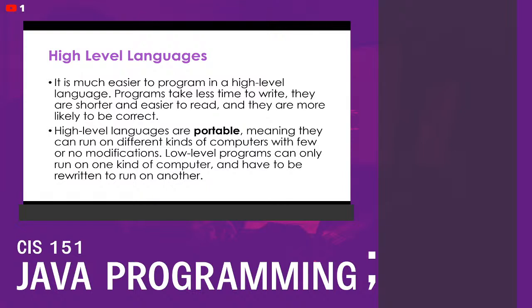So high-level languages take less time to write, they're shorter, they're easier to read, and they're more likely to be correct. Another big thing about high-level languages is that they're portable. With some addition of maybe some software on a computer, I can take a Java program from one computer and run it on another computer. I can take a Java program from one operating system on one computer and run it on a completely different operating system on another computer. Those are important things to know about high-level languages.